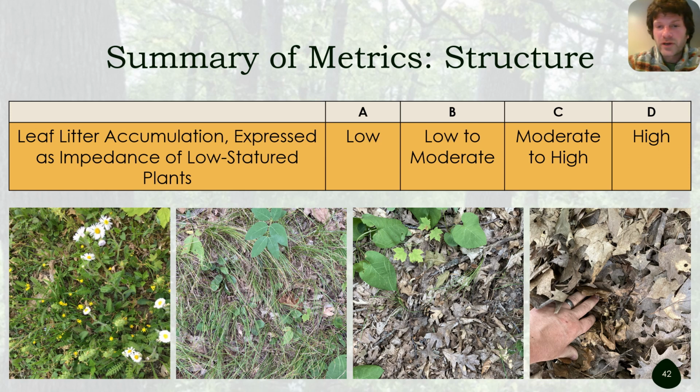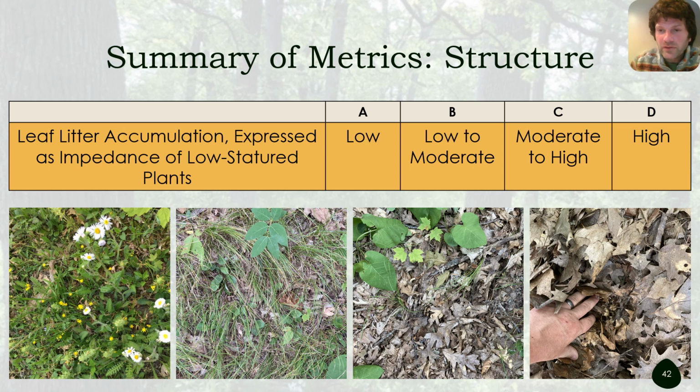The last metric having to do with structure is leaf litter accumulation. And I'm trying to illustrate this gradient with the pictures. So it's expressed as impedance of the low-statured herbaceous vegetation or plants. In the picture on the far left, there's a little bit of leaf litter you can see, but there's not any significant impedance to that vegetation. But as you go towards the right, you have progressively more and more. And there's more guidance on how to separate these in the procedure document.